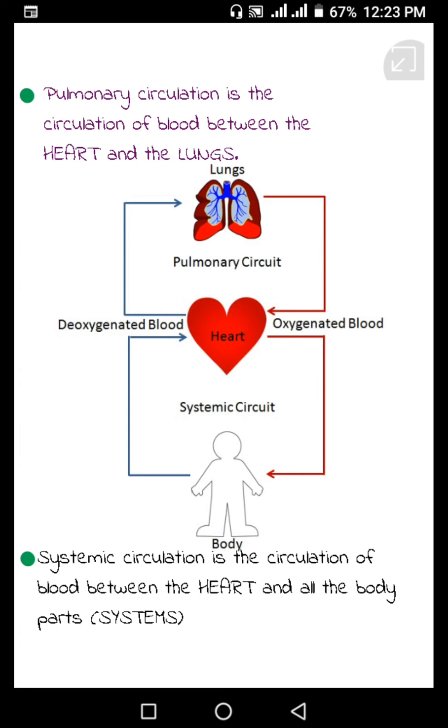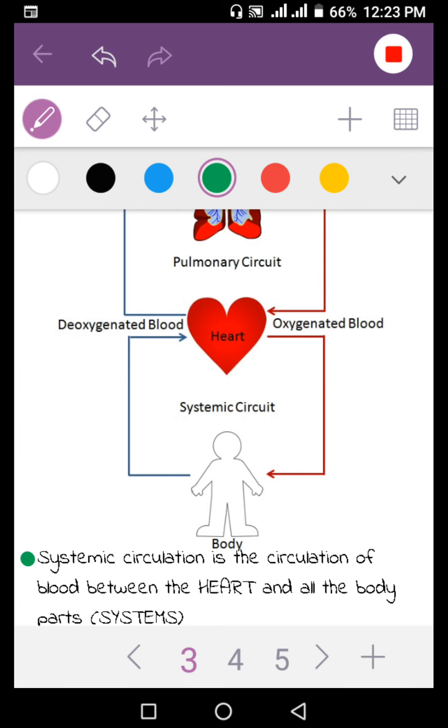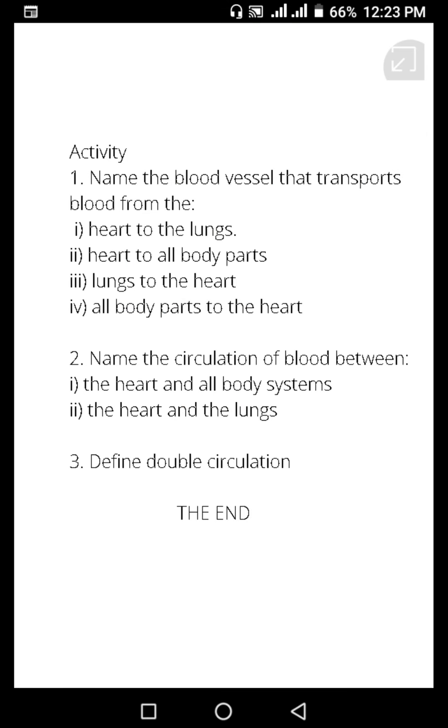I want you to now use the basic information that you've gotten from here to answer the activity that is here. The activity is very simple, and most of the concepts here we have learned them. Name the blood vessel that transports blood from the heart to the lungs, from the heart to all body parts, from the lungs to the heart, from all body parts to the heart. So this will help you know how exactly blood moves and through which blood vessels does it move.